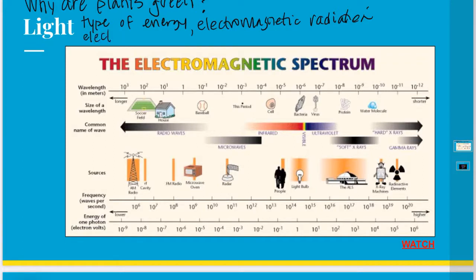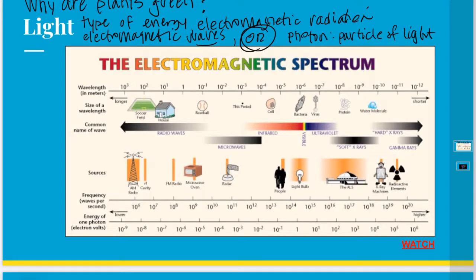You don't really need to know anything more except that when we talk about it as a wave, it's made up of electromagnetic waves. Or when it's discussed as a particle, and it's important to note that that's or, it's called a photon, which is just a particle of light. And note that this is photon, not proton, PH, photon.